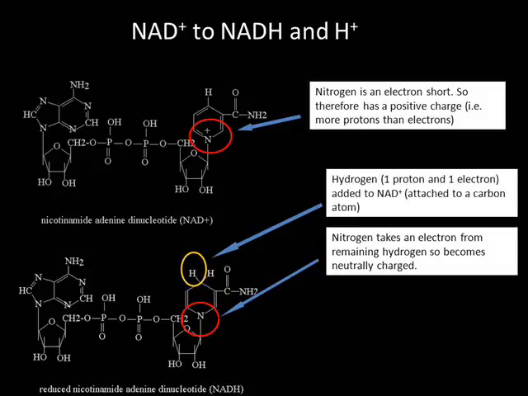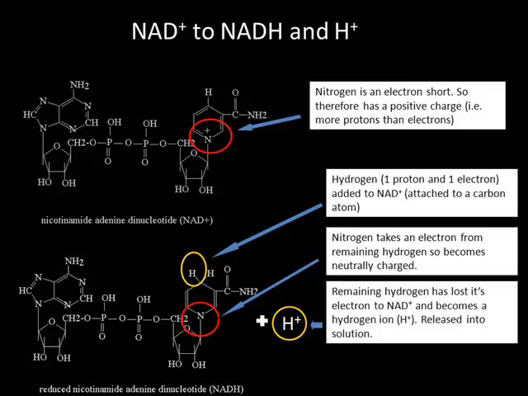An electron has been attached to nitrogen, and that must have come from the other hydrogen, so we must be left over with one hydrogen ion. That is a hydrogen that has lost its electron. It's lost its electron to nitrogen. So we have a hydrogen ion left from this reaction. So glyceraldehyde 3-phosphate has been oxidized, and NAD+ has been reduced to NADH, and a hydrogen ion is left over also.